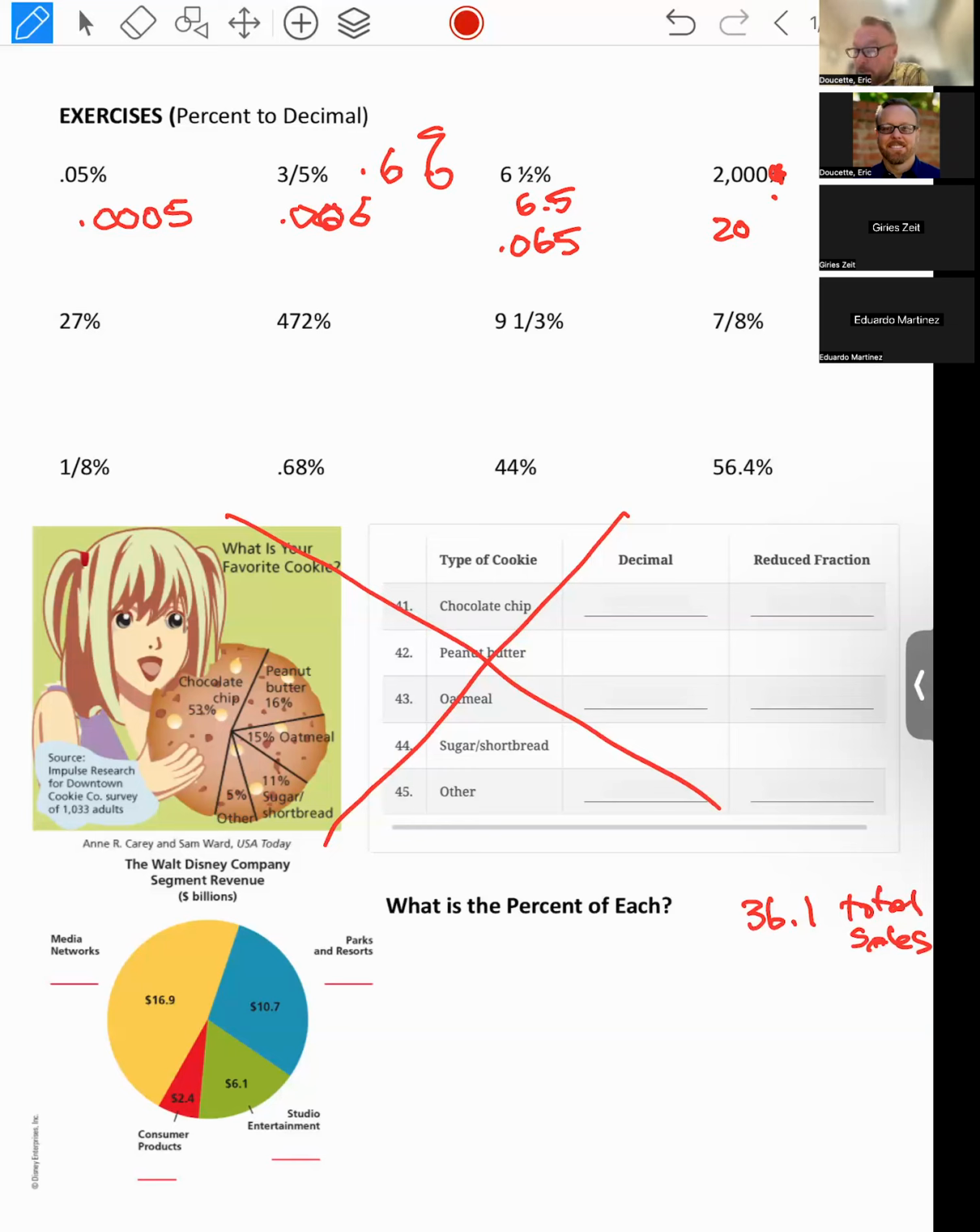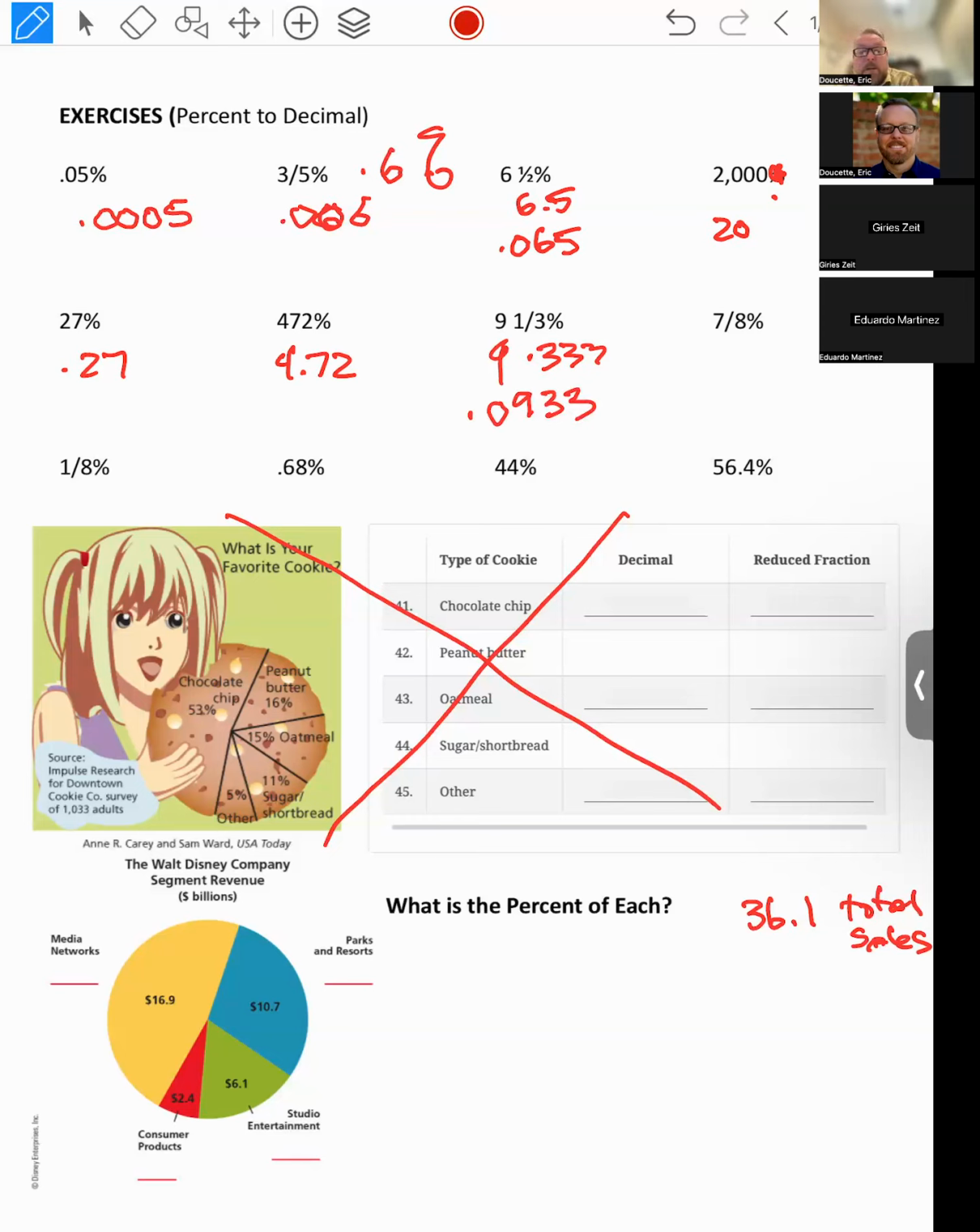All right. How about 27.27%? Would that one just be 0.27? Yep. 0.27. You got it. You guys are on the right track. How about 472%? 4.72. Yep. So it would be a whole number plus 0.72, a portion. Then 9 1/3. 1/3 comes out to 0.333 indefinitely. So you could just round it off, but basically it would be 0.933. That would be your decimal equivalent.